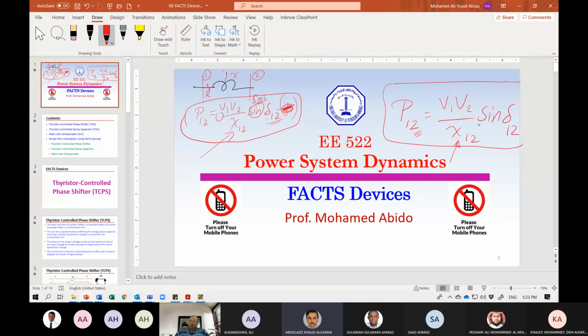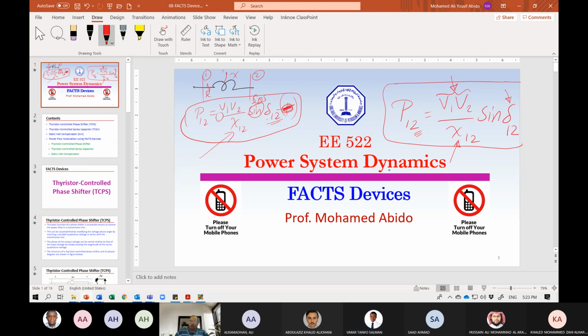The power angle also is a limiting factor. The power angle, delta, yes. Delta difference, yes. Delta 1 minus delta 2 will affect the power. What else? Omar, Tawfiq, or Salman? The voltages, V1 and V2. Yes, and voltages also are a limiting factor.